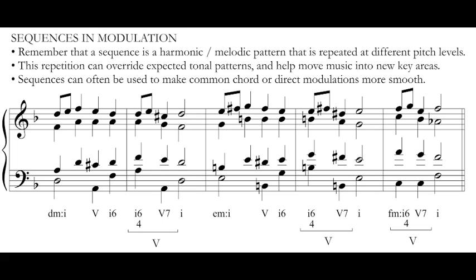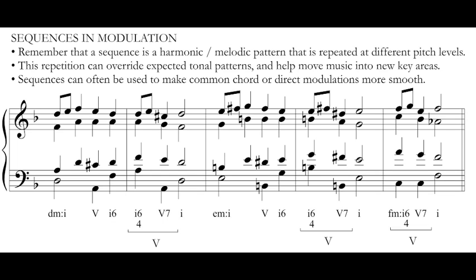Sequences can be used to override expected tonal patterns, which is a nice thing. That's already typical. Sometimes we see chords resolve in a little bit of an unusual way, but this is because the pattern of the sequence can take over the typical tonal resolutions.